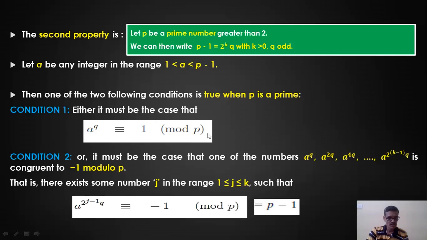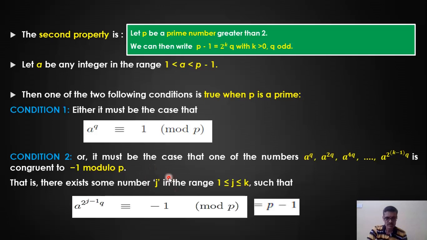Or the second: if this is not true, then either a to the power q, or a to the power q square, which can be written as a to the power 2q, or a to the power 4q, the square of the previous number, and so on, a to the power 2 to the power k minus 1 into q, is congruent to minus 1 modulo p, or p minus 1. That's what I have given here, right?